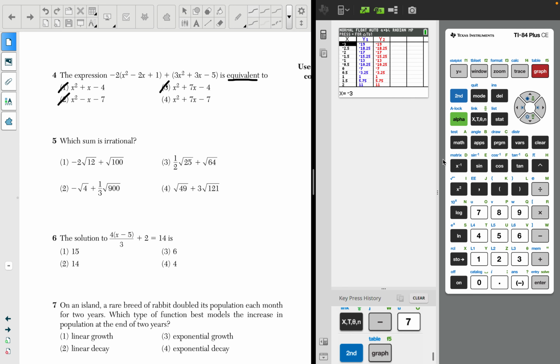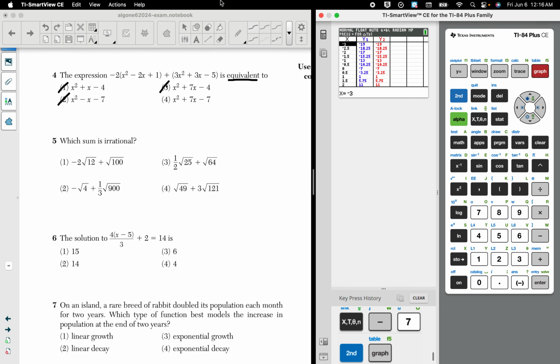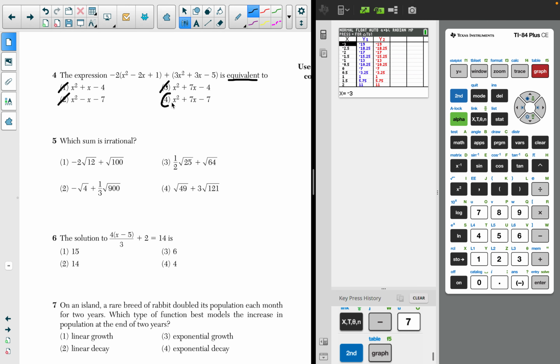Second graph, okay? As you can see, the number is exactly the same between answer choice Y1 and Y2. And that tells me that this is my answer, okay? So I can circle that one, okay?